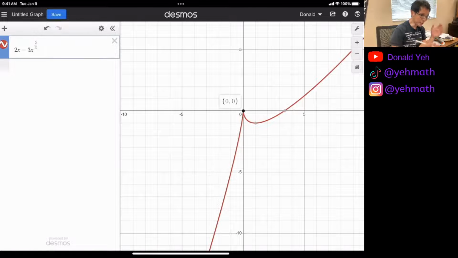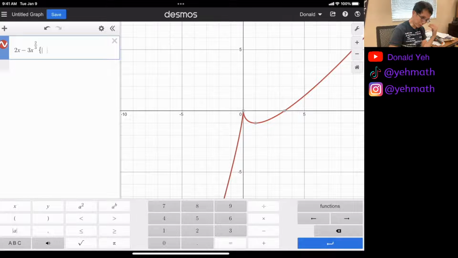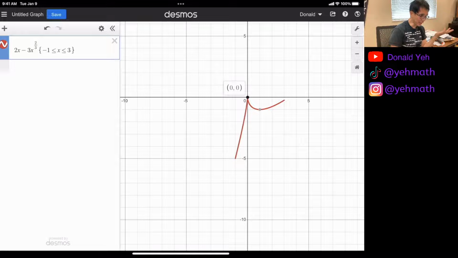You look at this cusp, it has a vertical tangent there. And it's between which two values? -1 to 3, right? So it turns out this point is the highest, and the point here is the lowest. -5 is the lowest at the endpoint, and here is the highest at 0.